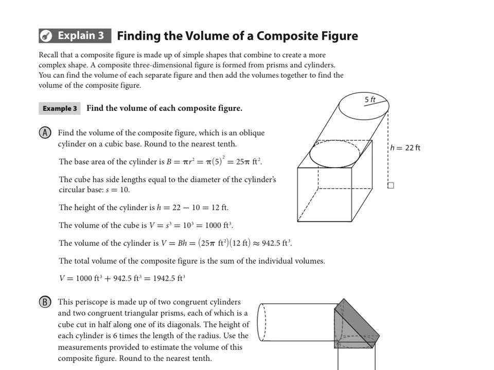Finally, the last part of the video here is finding what we call a composite figure's volume. A composite figure, as you can see in the explanation here, is just made up of simple shapes that combine. It could be that those shapes are added together, it could be that one is subtracted from another, but it creates a more complex shape.